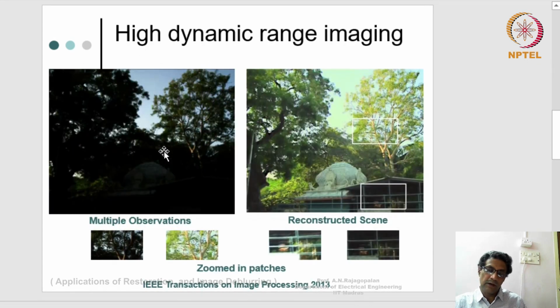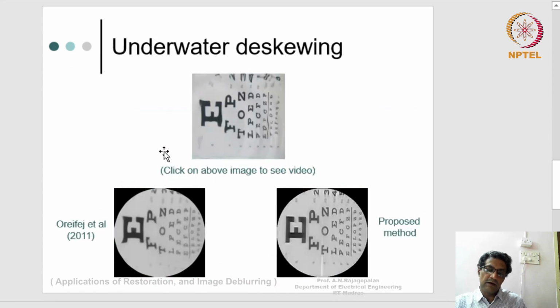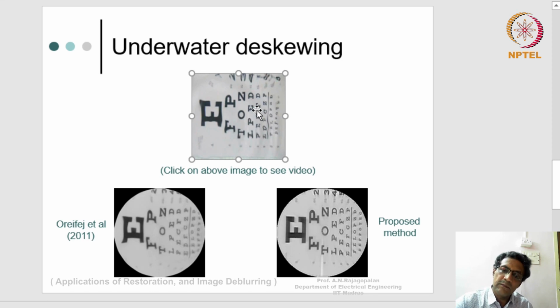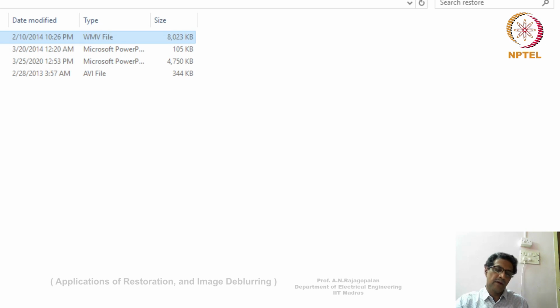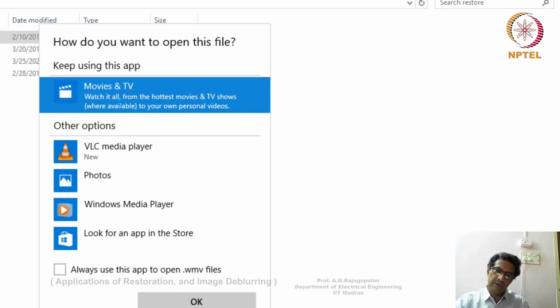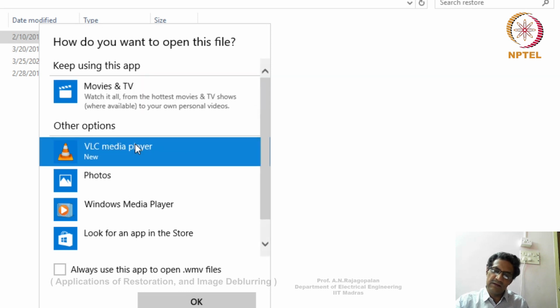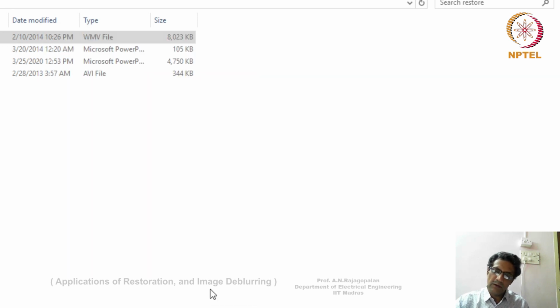Now moving on, you can also have high dynamic range imaging. And here you see underwater de-skewing. Whatever I said till now was all for surface images. Now let me play this video. If I drop a stone in water, what you would see as a pattern is this. Let me just play that video for you.